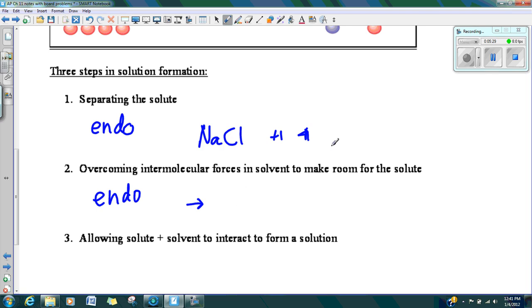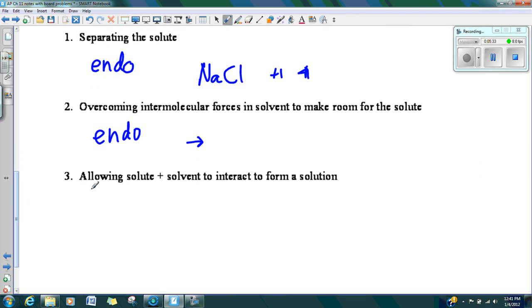And then we need to form those bonds. We need to make our Kool-Aid. We need to make our solution. And so we're allowing the solute and the solvent to interact to form a solution. This is going to be an exothermic reaction where heat is being released. And the reason that heat is being released is because we are forming bonds.